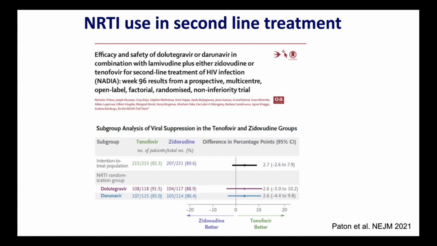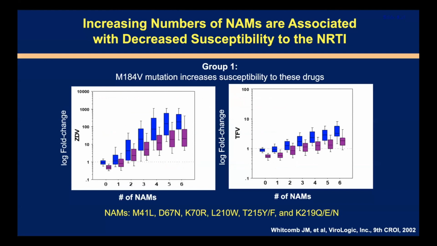And the point is, if you fail with tenofovir and 3TC, going to AZT, which does not have cross-resistance with the 65 mutation, really didn't make a difference. The bottom line is a tenofovir 3TC or FTC regimen can be reused with a better accompanying drug, whether it's boosted darunavir or dolutegravir. And there's a reason why that is.